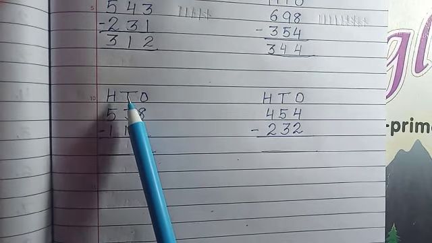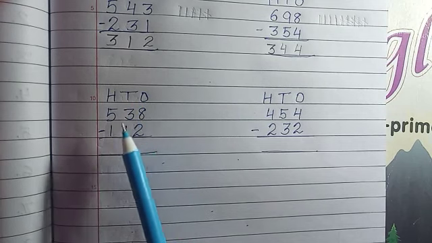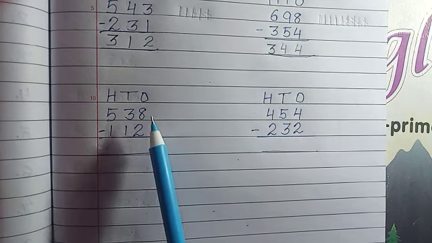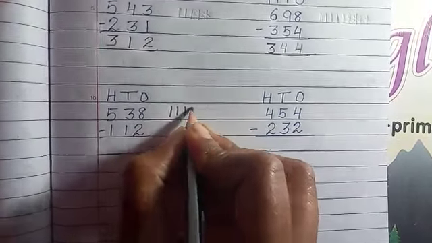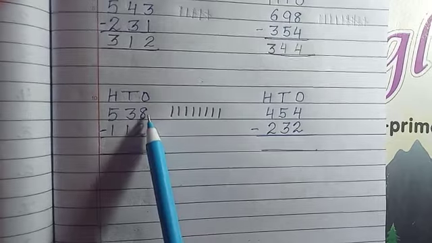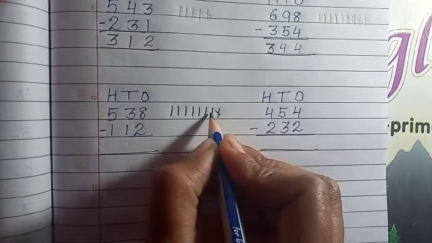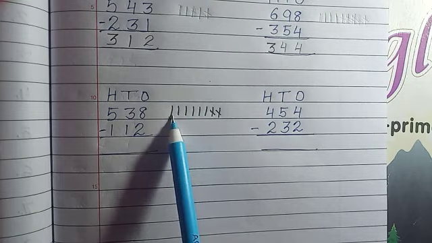Next, ones, tens, hundred. Here is 538 minus 112. Here is 8. Now you draw 8 lines: 1, 2, 3, 4, 5, 6, 7, 8. And here is 2. Out of 8, you remove 2. Count: 1, 2, 3, 4, 5, 6.